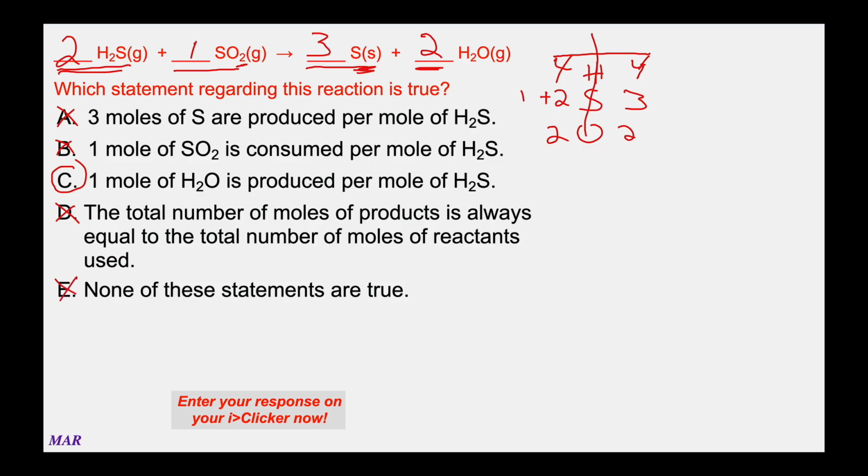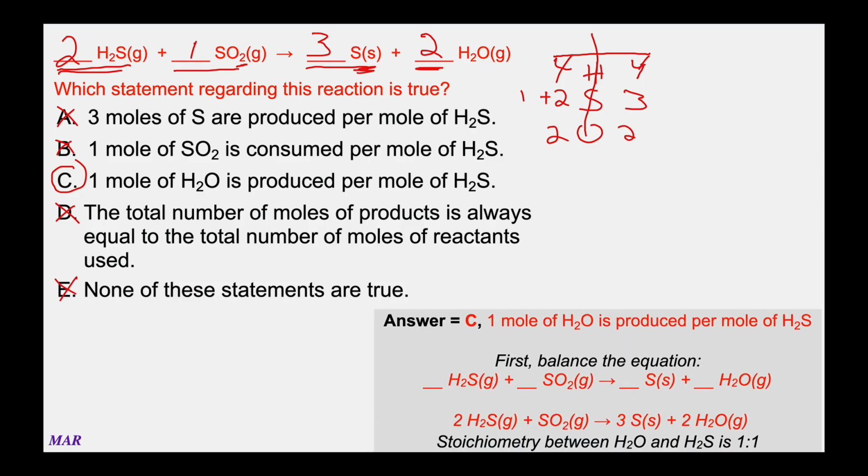Answer E is not right. I think answer C is going to be right, and it is. All right. So when you balance this reaction out, 2H2S plus 1 invisible 1, SO2 makes 3S plus 2 waters, and the relationship between H2S and H2O is 2:2 or 1:1.